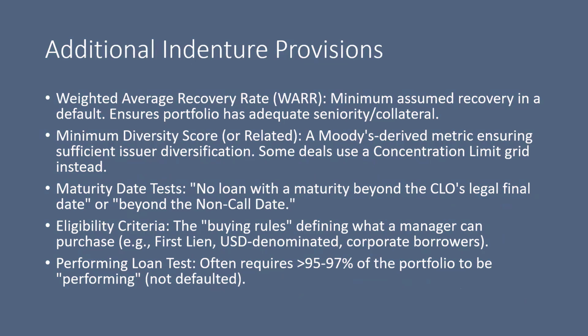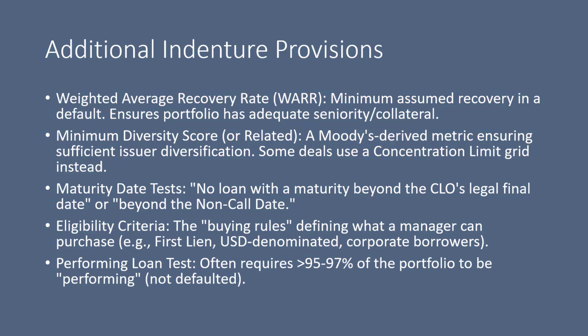Okay, so finally, let's touch on a few other critical tests. Like I mentioned before, we have a lot of weighted averages. There are a few other ones that we didn't go into too much detail on. So some deals have a weighted average recovery rate minimum, which pushes the manager towards well-secured loans. While classic diversity score tests are a little less common now, the spirit lives on in complex concentration grids. Maturity date tests are straightforward but vital.